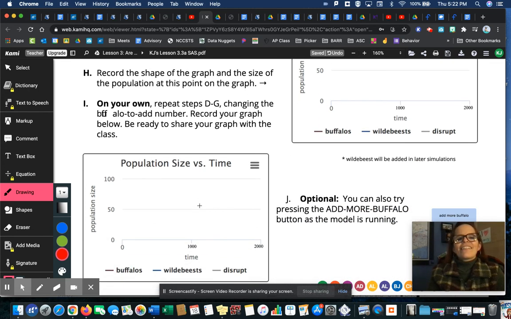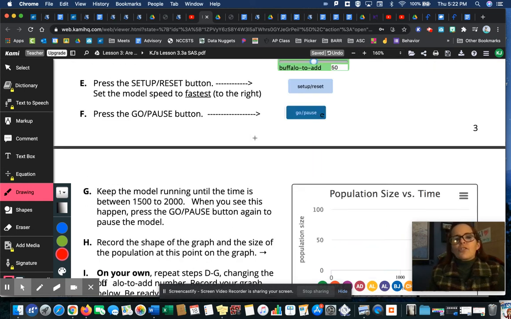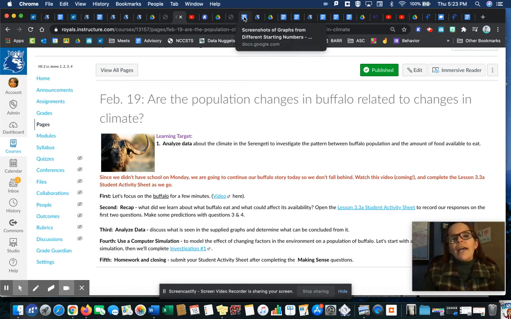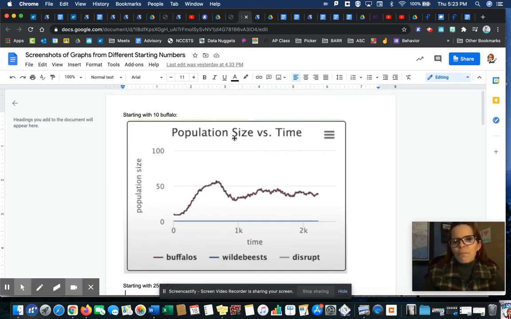All right, next it says, on your own, repeat steps D through G, changing the buffalo to add number. Record your graph below. Be ready to share your graph with the class. So what that means is you can do the simulation yourself. Remember that I have linked it right here and you could do your own investigation. But to save us time, and because you're not in class right now and we can't all share our graphs, I went ahead and did the simulation, and yes, I had to sit around a lot with all kinds of different populations. So I want you to look at what I'm showing you and see if you notice any patterns.